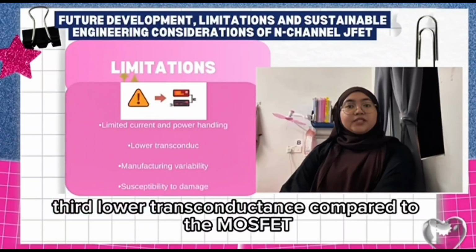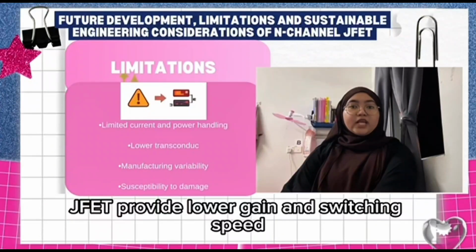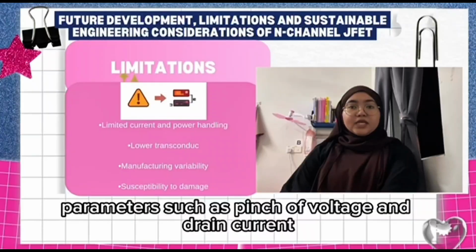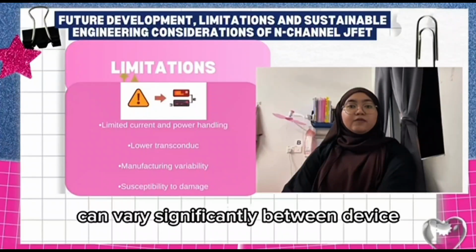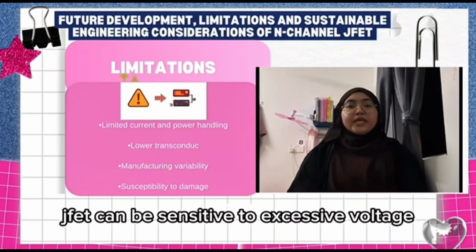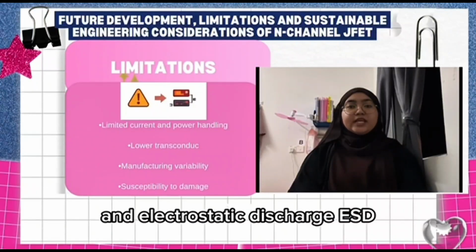Third, lower transconductance. Compared to the MOSFET, JFETs provide lower gain and switching speed. Next, manufacturing variability. Parameters such as pinch-off voltage and drain current can vary significantly between devices. And lastly, susceptibility to damage. JFETs can be sensitive to excessive voltage and electrostatic discharge, ESD.